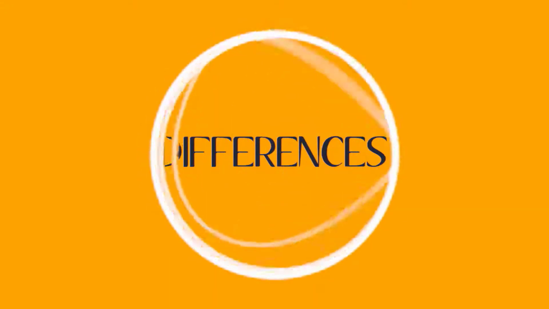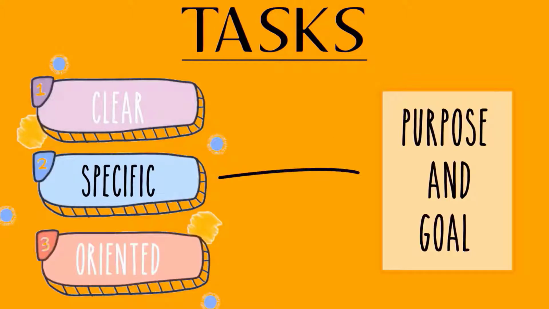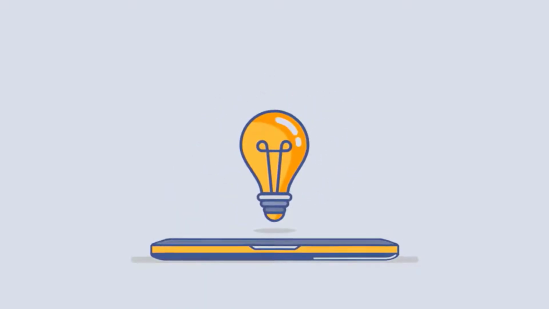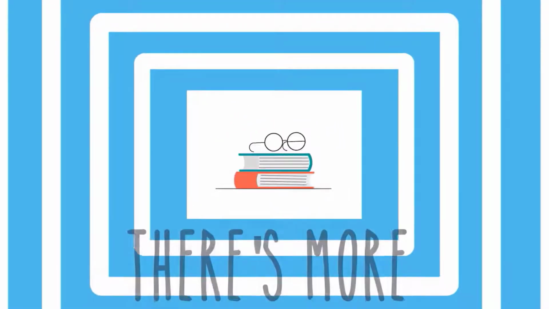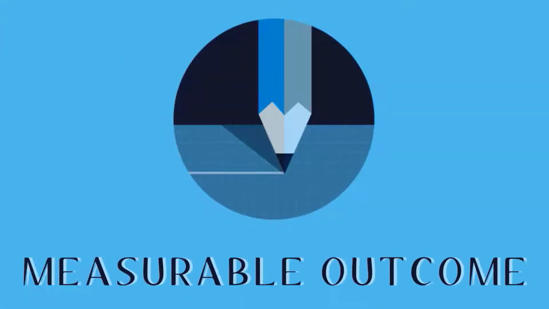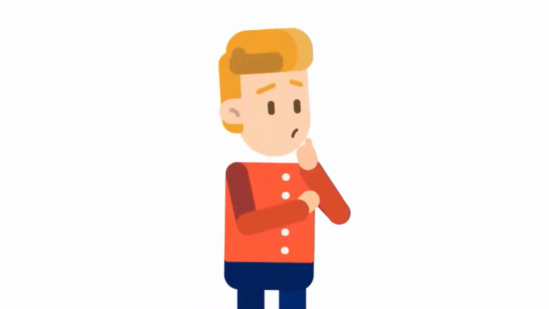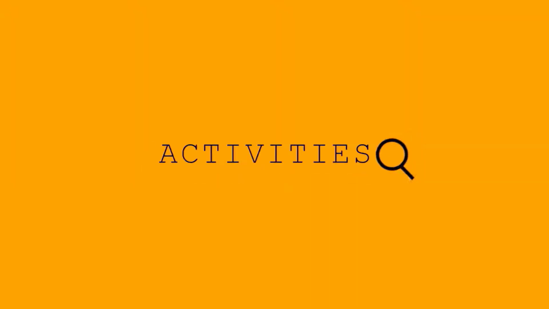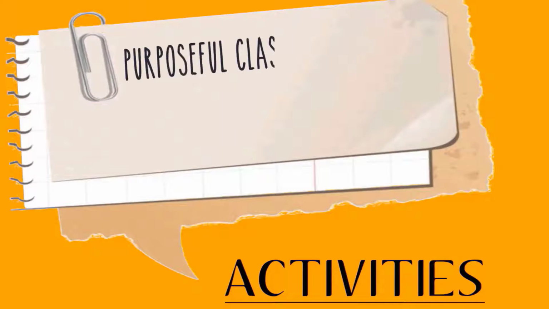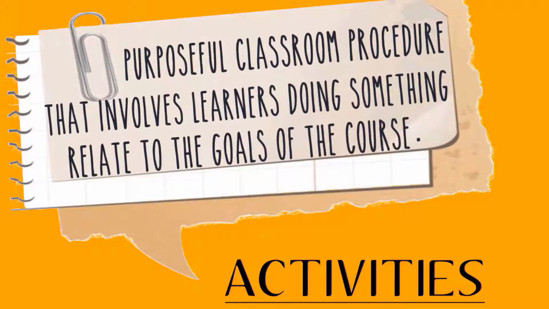And do you really know the difference between a task and an activity? Well, let's see. Tasks should have a clear, specific, and oriented purpose and goal, because this will help students to focus on the meaning in the ideas they are conveying. Another important characteristic is that they have a measurable outcome. They may be quite short or may last over several lessons. And finally, they involve the learner's activity. Activities are more general and refer to any kind of purposeful classroom procedure that involves learners doing something that relates to the goals of the course.